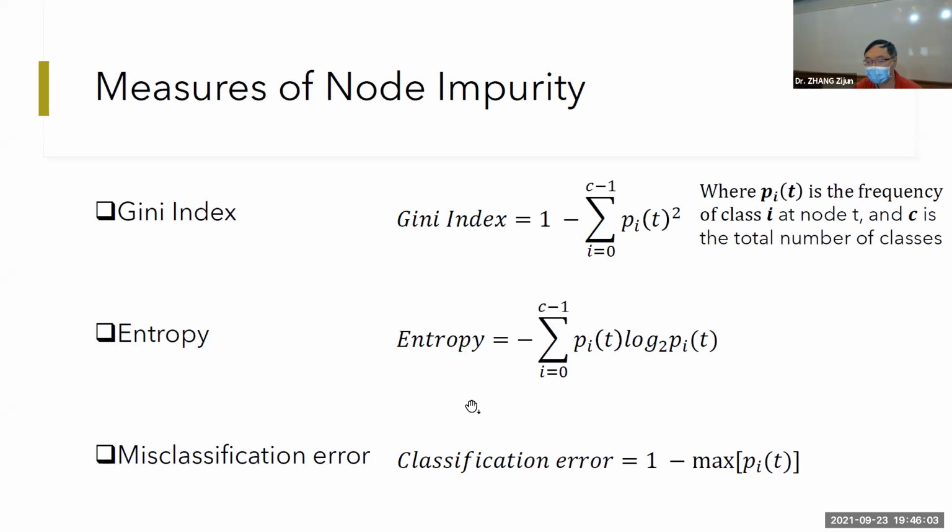All right, we will probably split here. Then next we will talk about how to make the split based on each measure of node impurity.